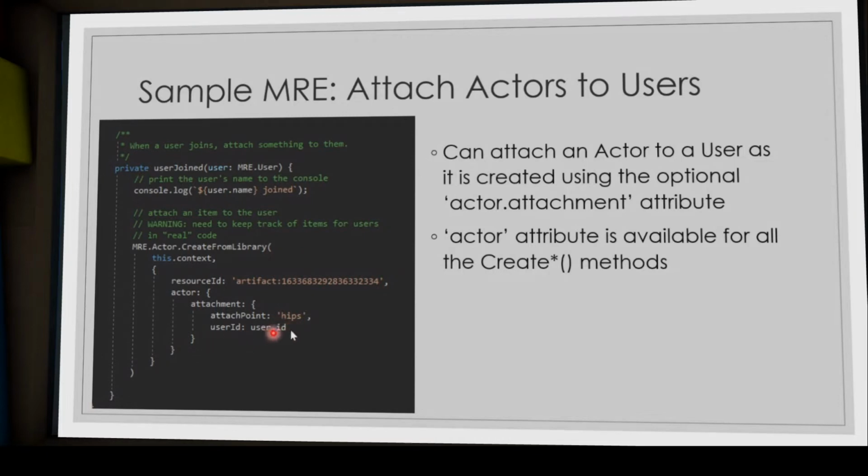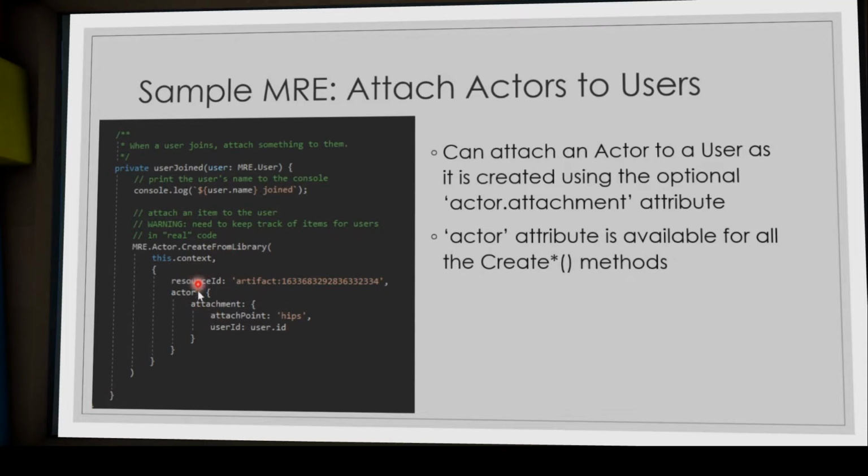And then when you call it, you have to tell it who to attach it to. It's this user ID parameter, and this user.id. So this is that user that came in. I used user.name up here. Of course, in computers, it always works with IDs, numbers, things like that. So you have this user ID that you end up passing in to this create from library function.